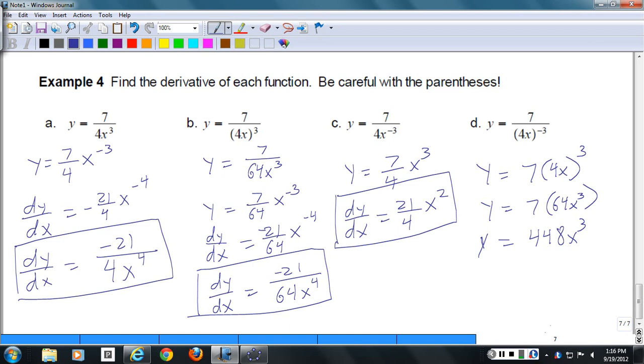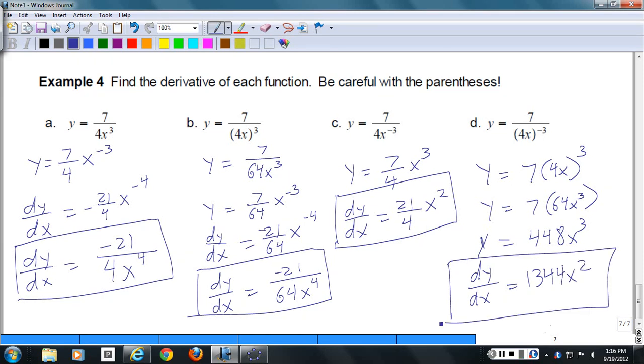And the last one, dy dx, if I can multiply 3 by 448, I don't think I can. 14? 1344 x squared. Yeah. Parentheses, negative exponents, where they're positioned in the denominator, can be tricky. So make sure you simplify it, clear the parentheses if necessary, and write it as a number times x to a power. And then you can apply a combination of the power rule and the constant multiple rule.